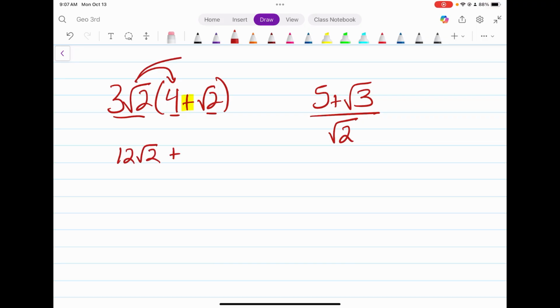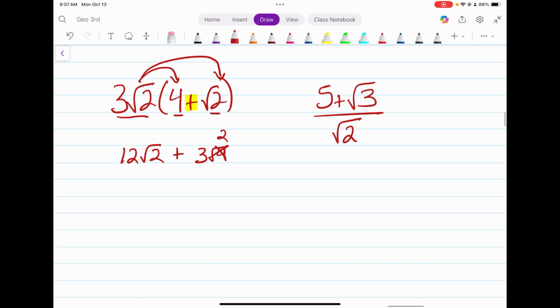Plus, and then we've got to also multiply 3 root 2 times root 2, which is 3 times root 4, and the square root of 4 is just simply 2. So that leaves us with 12 root 2 plus 3 times 2, which is just 6. Second one, the exact same way. Anytime we have plus or minus signs, we have to distribute.